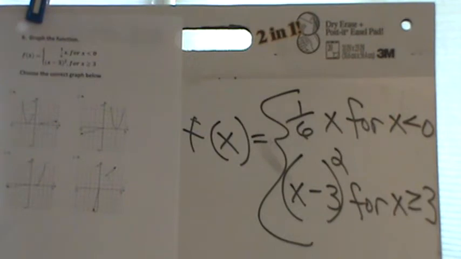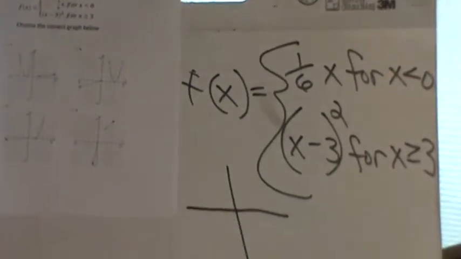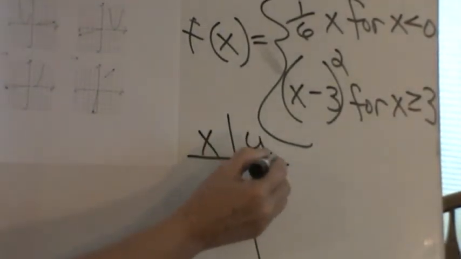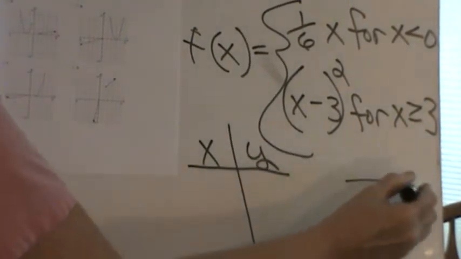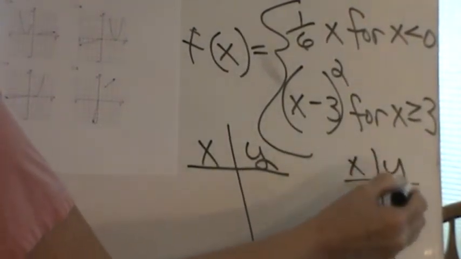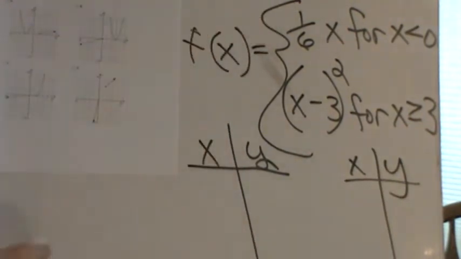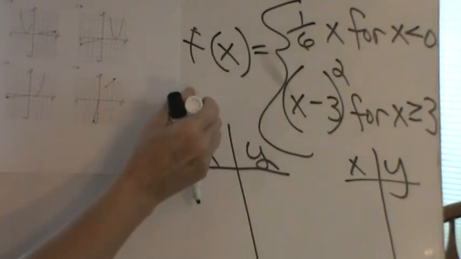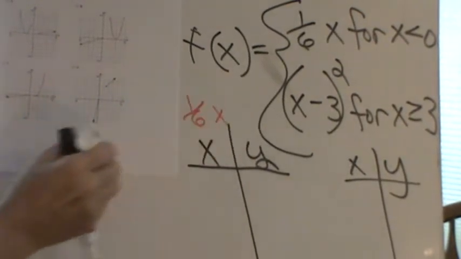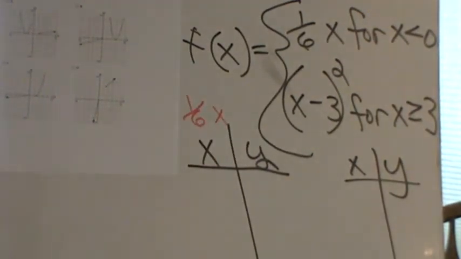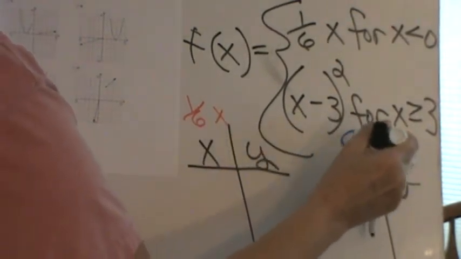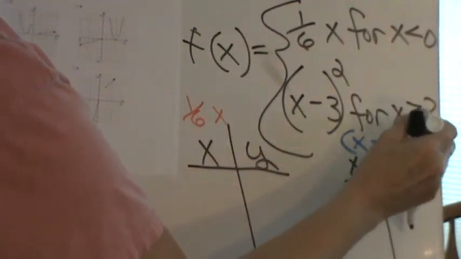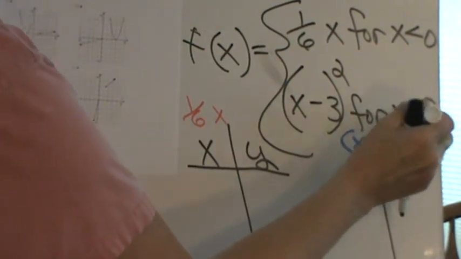All right. Now you understand when you're graphing, it's nice to set up a table. Well, I think you need to set up 2 tables. You need to set up a table for the first piece. I'll use a different color here, 1/6 x. And then you need to have a table for the second piece, which is x minus 3 quantity squared.